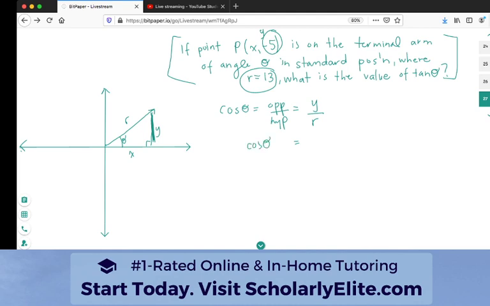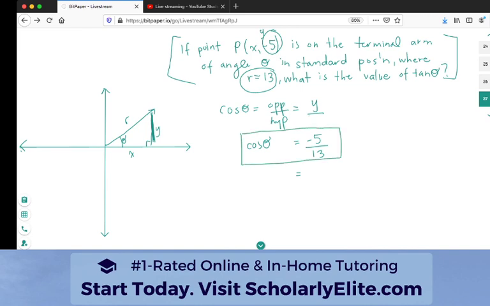So if we're going to go ahead and do that, we can say, well, this is, oh, this stupid pen drives me crazy. It happens at least once every hour where I click the wrong thing and it just goes crazy. So, okay, we've got -5 over 13. Awesome. So we have the sine of theta.